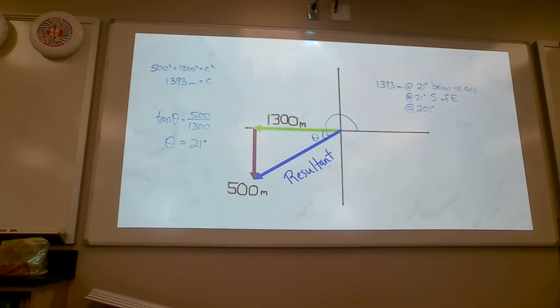So when you walk 500 meters south and then 1,300 meters west, the resultant displacement, how far and in which direction you got away from where you started, would be 1,393 meters at 21 degrees south of east.